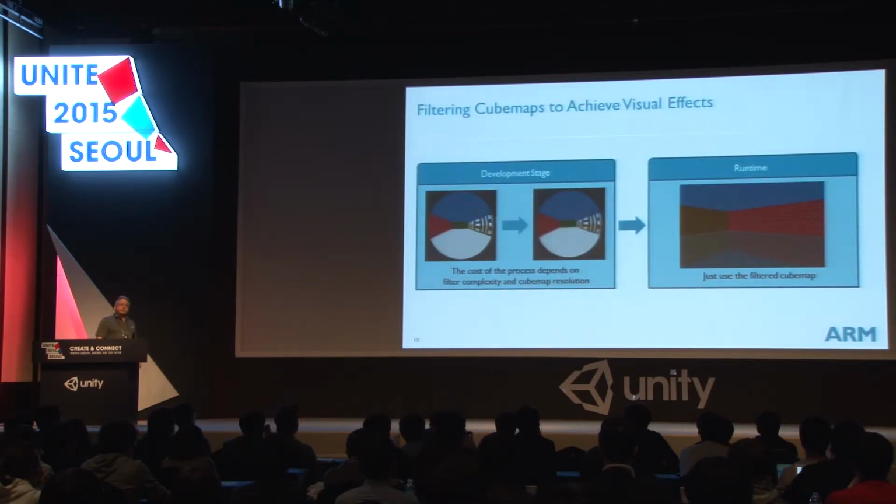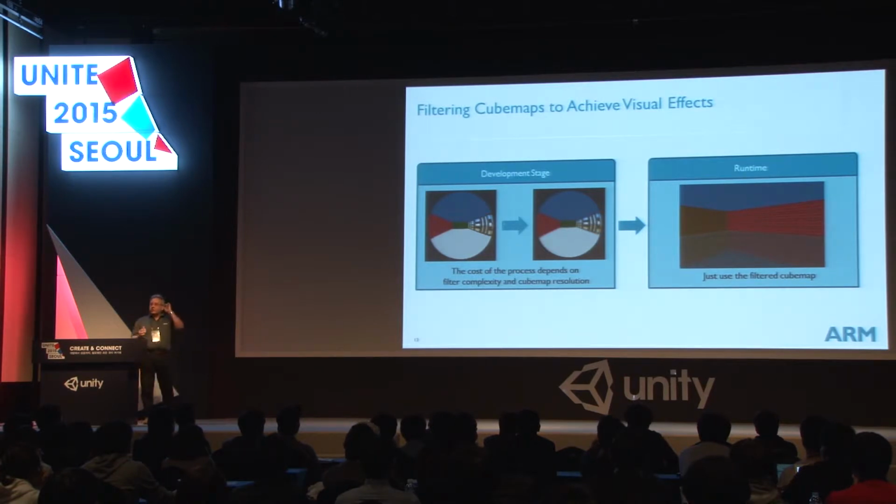Another important advantage of this method is the fact that the cube map is static. So the cube map is built offline rather than in real time. So it allows us to apply any type of filtering, no matter its complexity, no matter how much time it takes to achieve a given effect on the reflection.